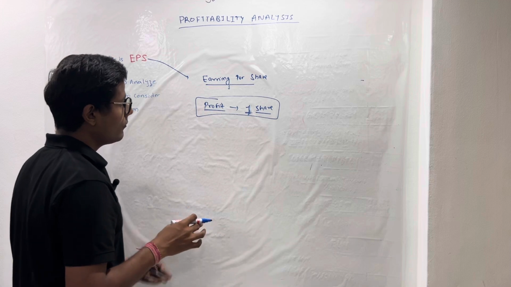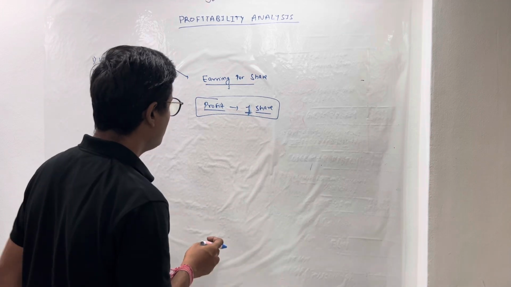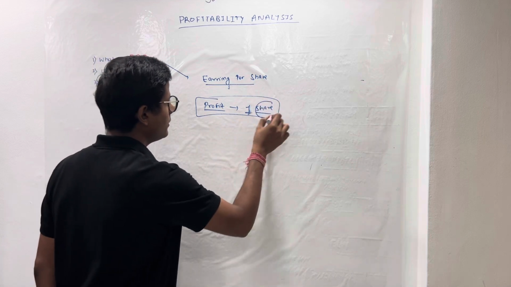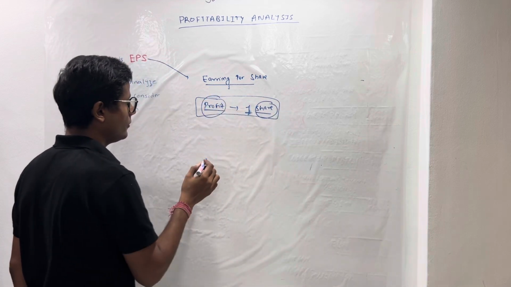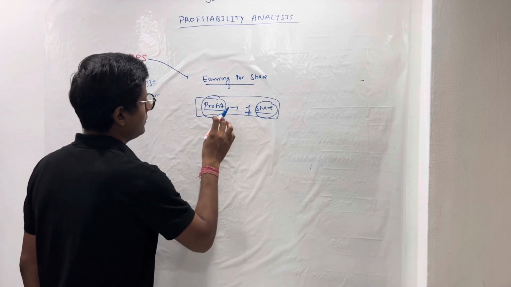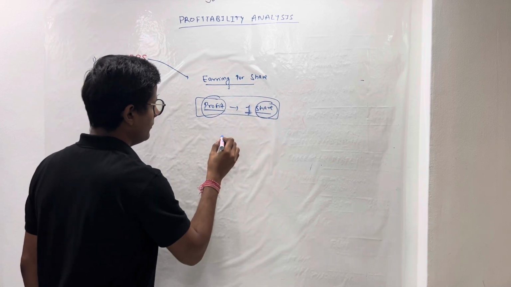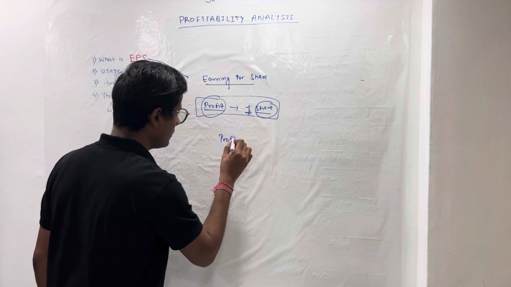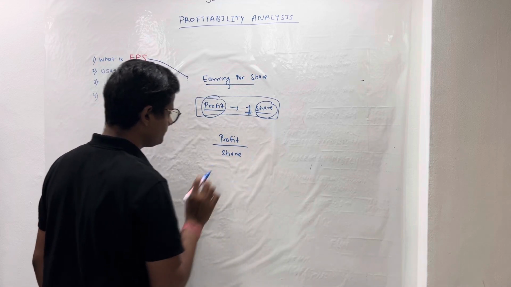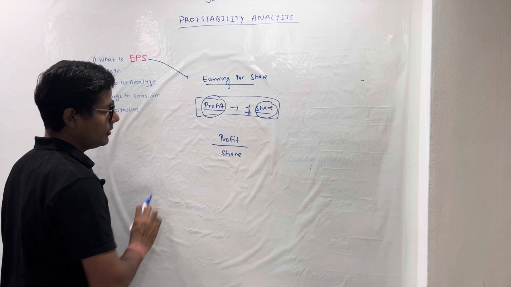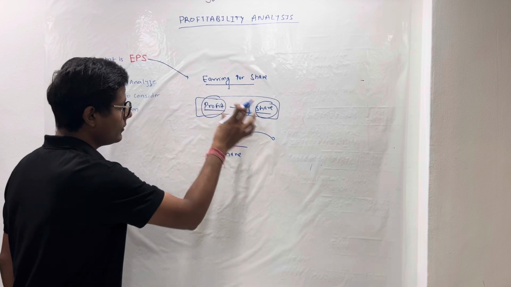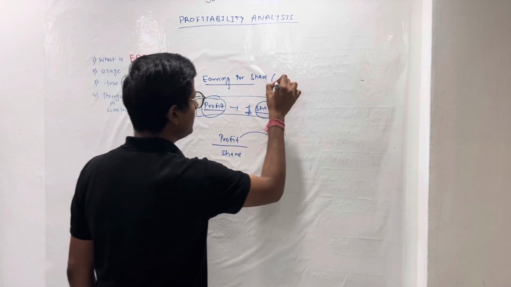Now what's the formula to calculate EPS? Basically, there are two elements. One is share and one is profit. So if I write it in a very simple way, it is profit per share, so profit divided by shares. Now when we say profit, what do we mean? When we are talking about shares, we are talking about the equity shares.